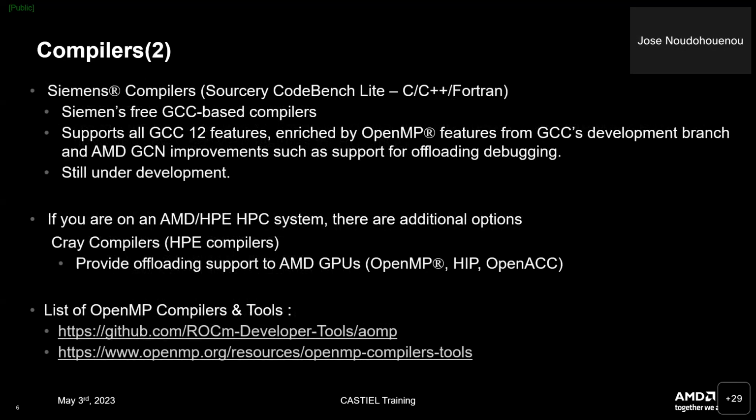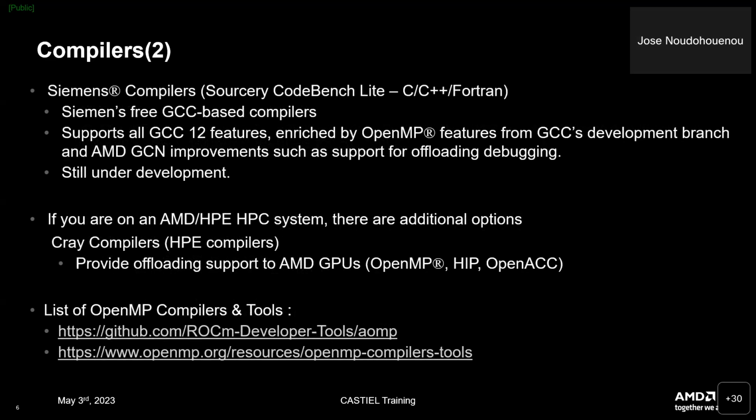Another compiler is the Siemens compiler, the Sourcery CodeBench Lite, and it is a free GCC-based compiler. This compiler supports all GCC 12 features, enriched by OpenMP features from the GCC development branch and AMDGCN improvements such as support for offloading debugging. This compiler, like GCC, is still under development.